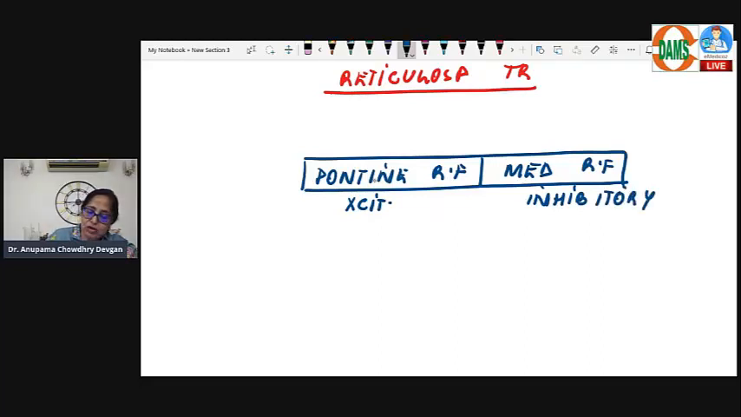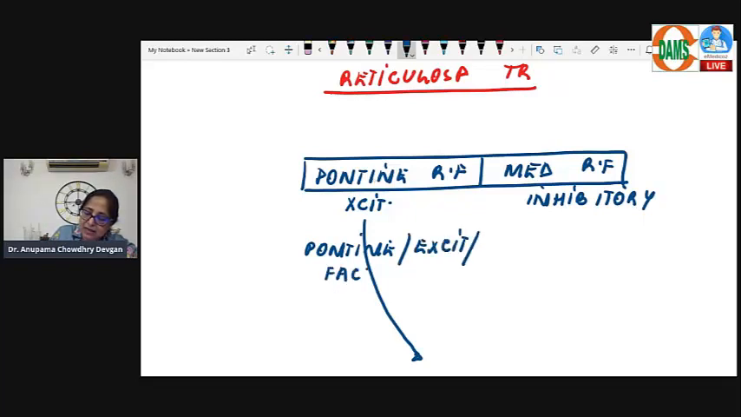Pontine reticular formation will give rise to a pontine or an excitatory or a facilitatory reticulospinal tract.